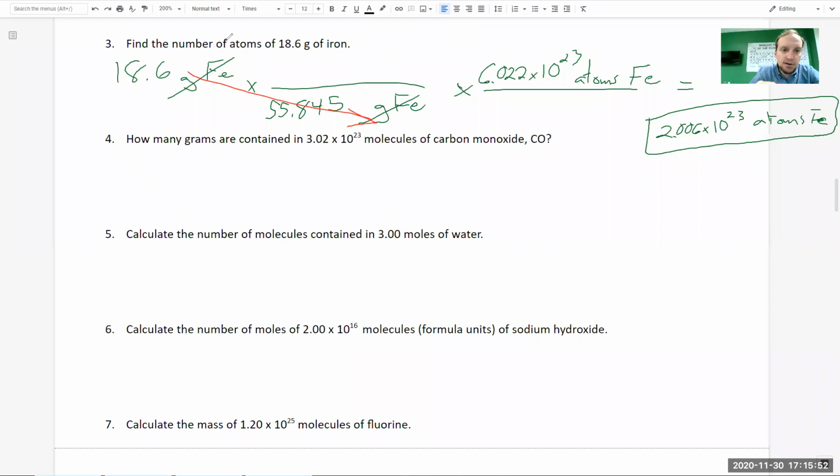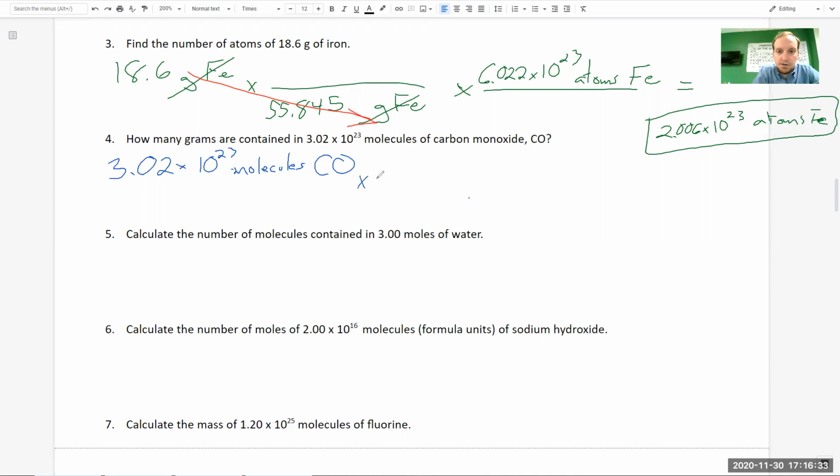The next one we have here is how many grams are contained in 3.02 times 10 to the 23rd molecules of carbon monoxide, or CO? Okay, so the only number we're given is 3.02 times 10 to the 23rd molecules, and unfortunately there is no abbreviation for molecules. A mole is not a molecule. A mole is a quantity. A molecule is a compound, a covalent compound, excuse me, of CO.